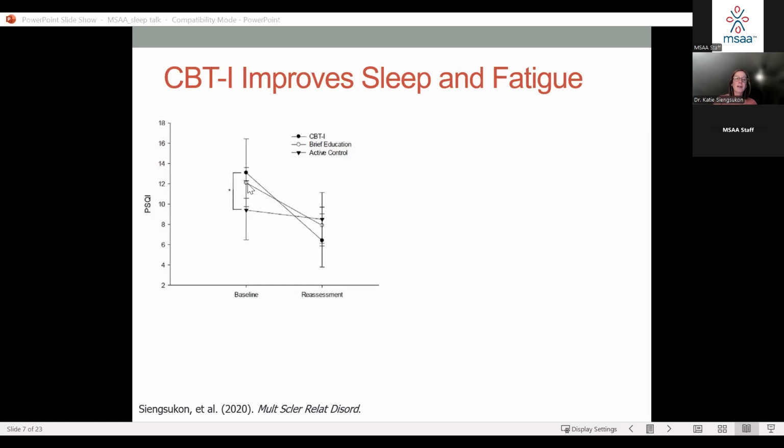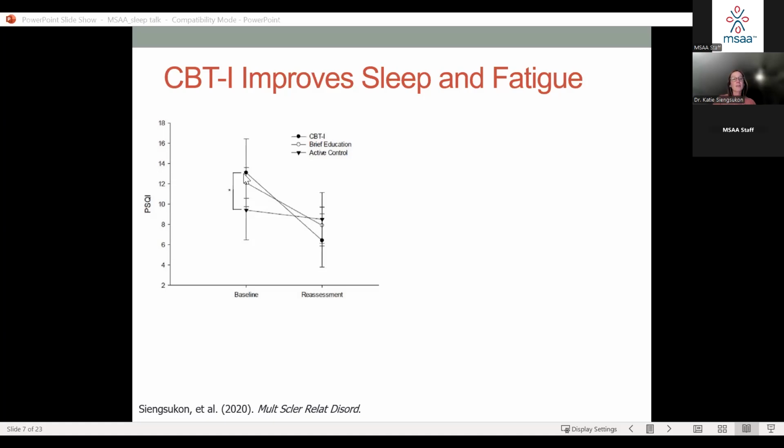Interestingly, the brief education group, which we thought would be a sort of control group, actually saw a great improvement from baseline to reassessment, which was great news. Because if you can give an intervention in 15 to 30 minutes on these sleep education promotion techniques, and people can see an improvement, to me, that is fantastic.